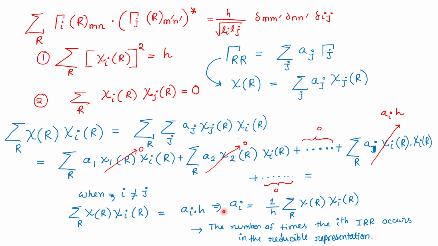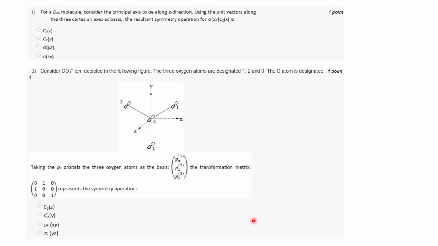Anyway, from here, what we are understanding is how many times the ith irreducible representation is going to appear in the reducible representation. So we are going to solve some numerical problems based on that, but before that, let us solve some assignment 6 problems. Okay.